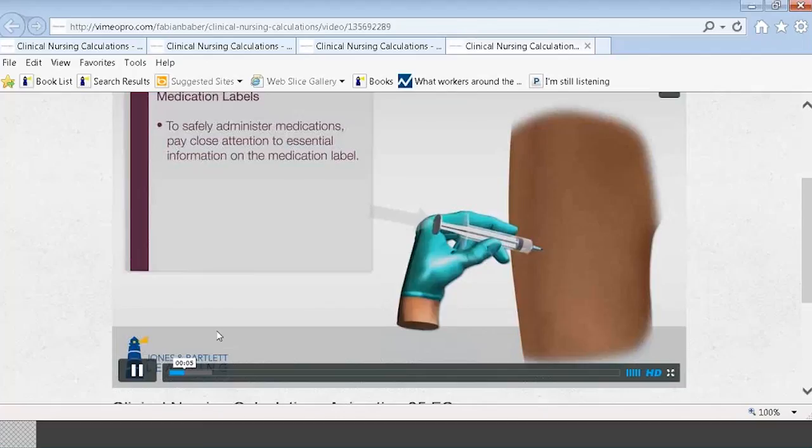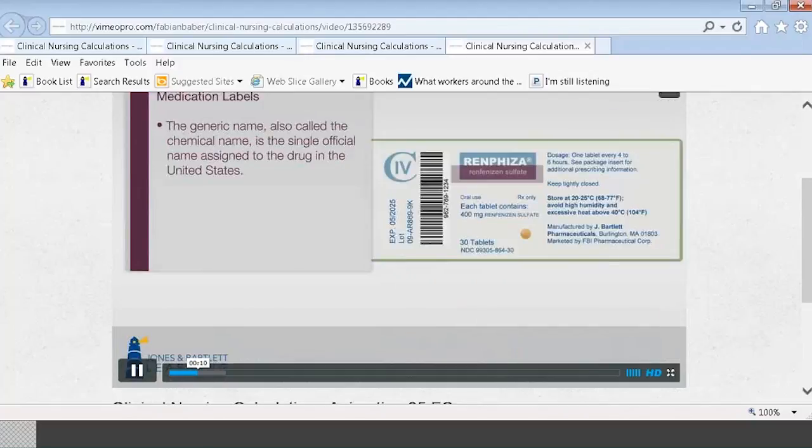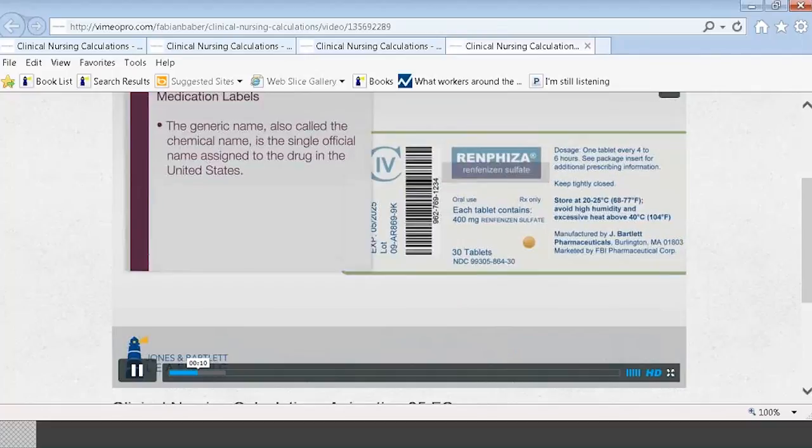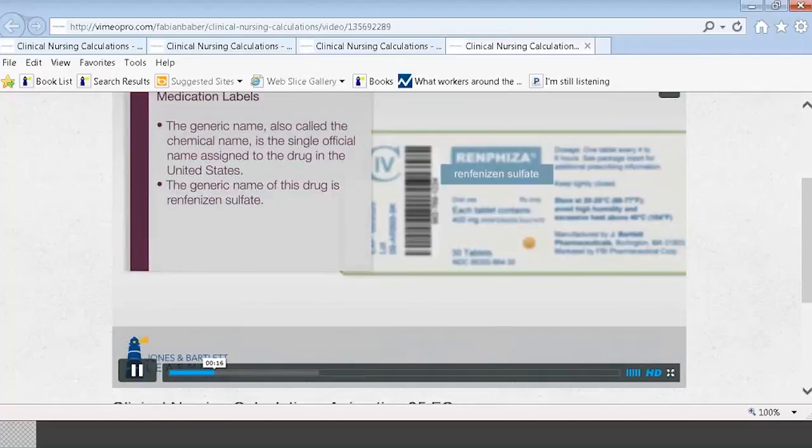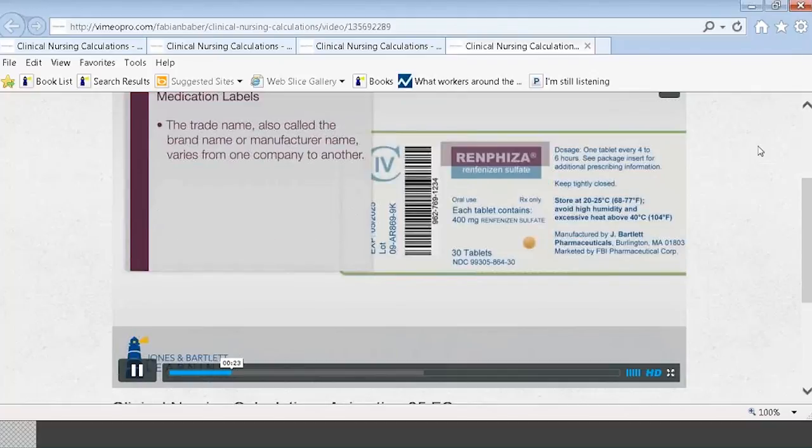To safely administer medications, pay close attention to essential information on the medication label. The generic name, also called the chemical name, is the single official name assigned to the drug in the United States. The generic name of this drug is renbenzine sulfate. If there is only one name on a drug label, it is the generic name. The trade name, also called the brand name or manufacturer name, varies from one company to another. The brand name of this drug is Renfisa.